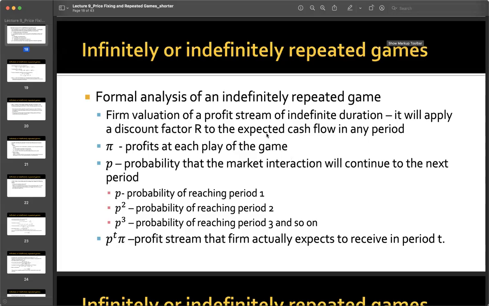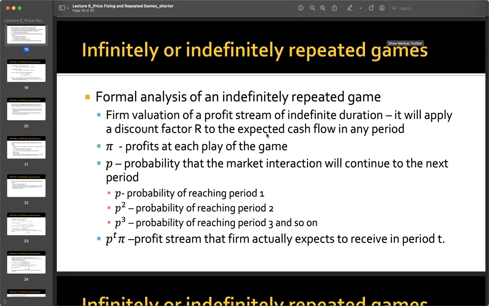Okay, so this is probably the most important part of these slides here, which is the infinitely and indefinitely repeated games. And this is basically the most important part of this section on price fixing and coordination.